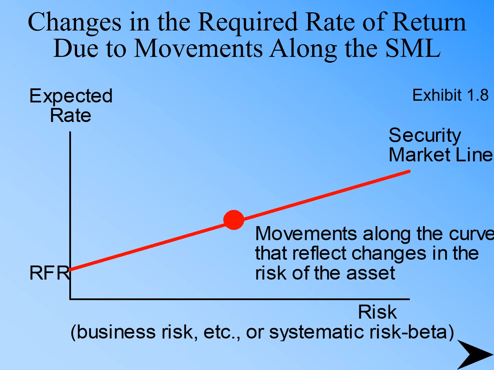If the risk of an asset increases, the asset will move upward on the security market line. And if the risk of an asset decreases, then the asset moves downward on the security market line. So this movement reflects the perceived risk of an investor.